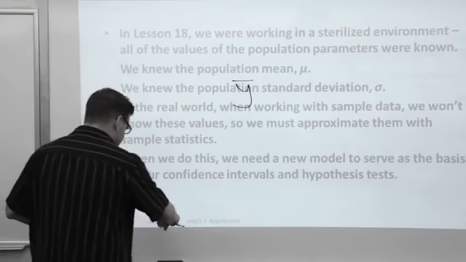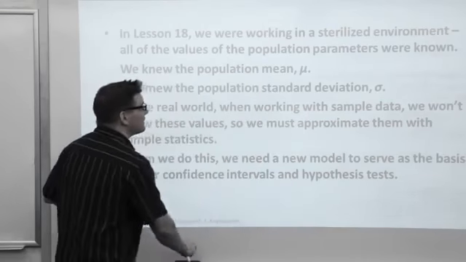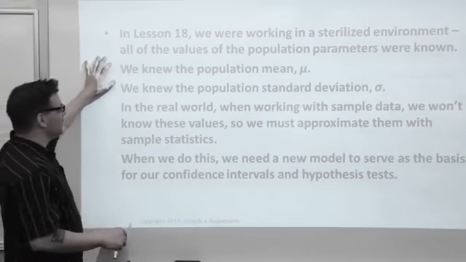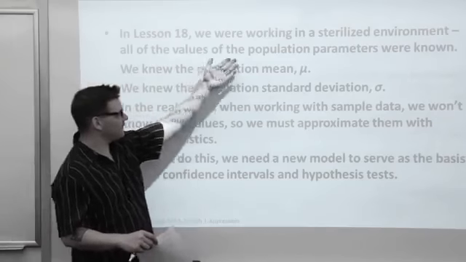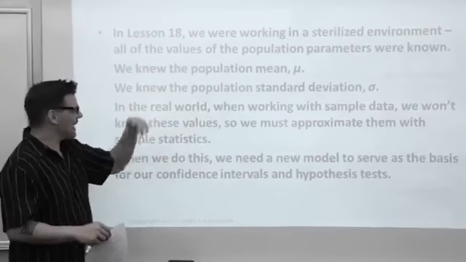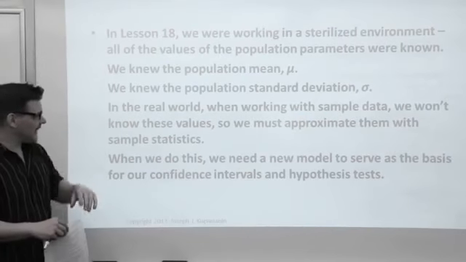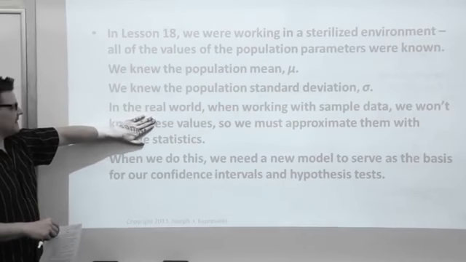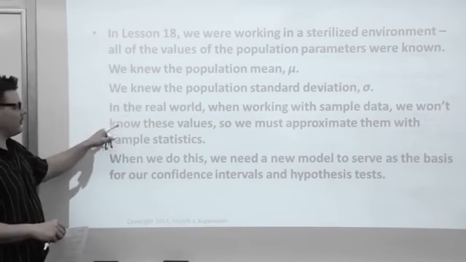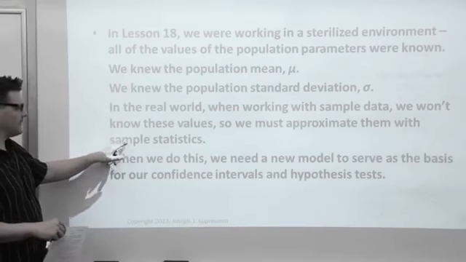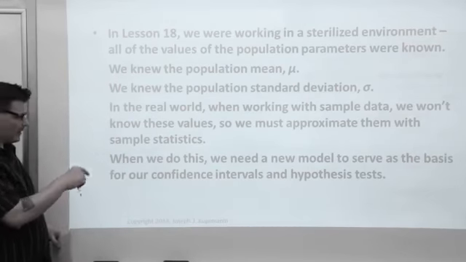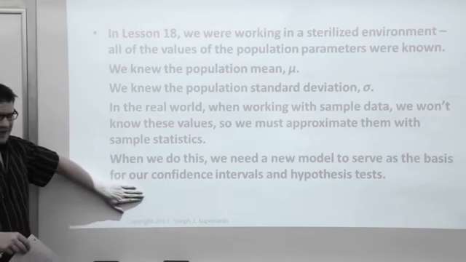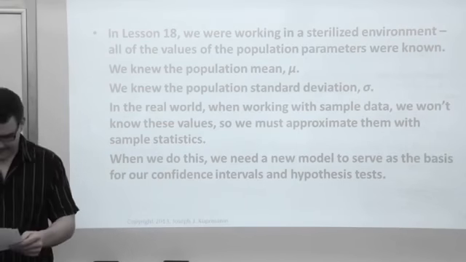Okay? So, in lesson 18, here's a good way I started thinking about it. All those normal models, we were working in a sterilized environment. We made a lot of presumptions. Oh, I know the values of the population parameters. I knew the population mean, mu. I knew the population standard deviation, sigma. When we move to the real world, which is what statistics is all about, when working with sample data, we won't know those values. So we must approximate them with the sample statistics, y bar and s. When we do this, we're going to need a new model to serve as the basis for our confidence intervals and our hypothesis tests. Okay?